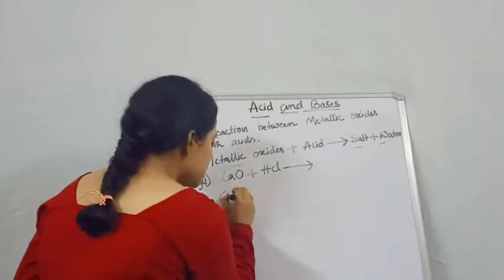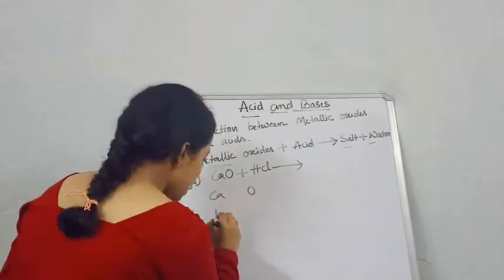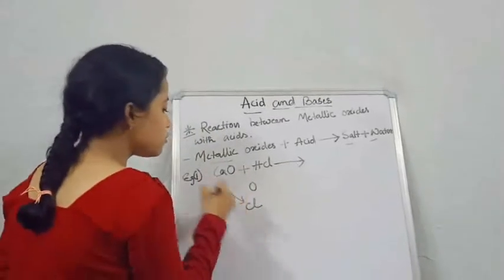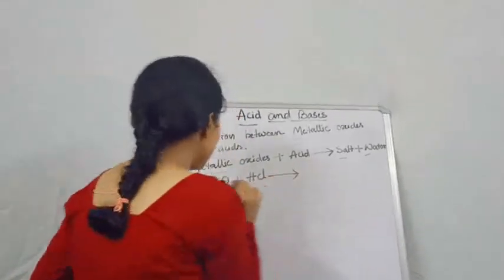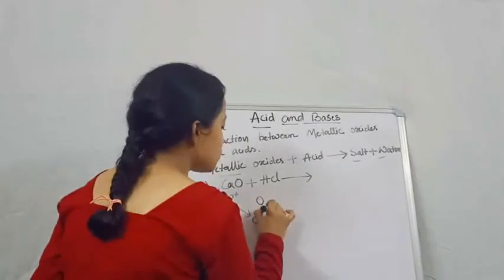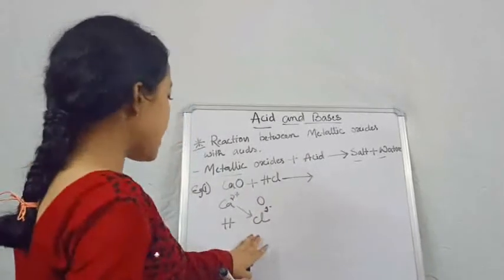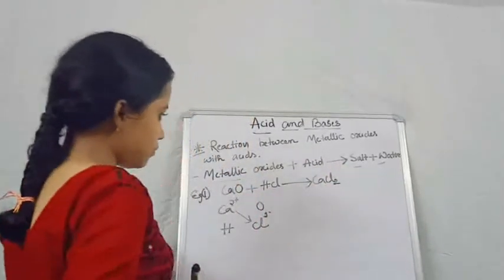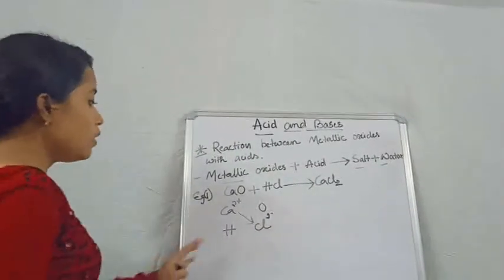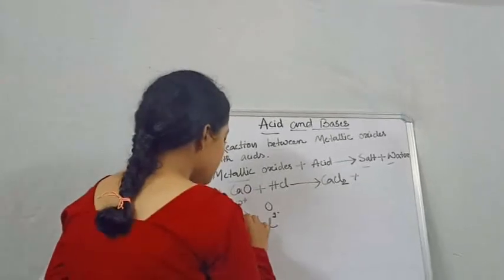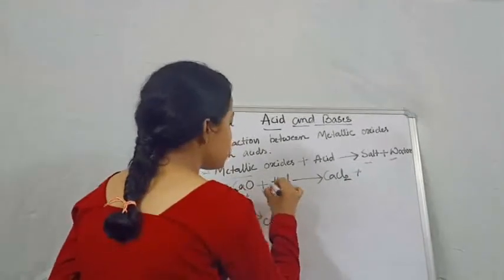So calcium, oxygen, hydrogen, chlorine. Now calcium reacts with chlorine to form... Now see, calcium has a 2 plus charge and chlorine has a minus 1 charge. So they react to form calcium chloride. Okay. Next, hydrogen has a plus 1 charge and oxygen has a minus 2 charge.